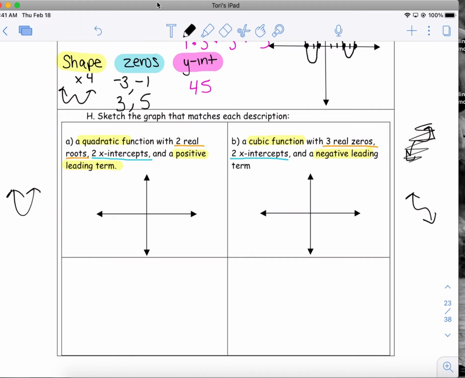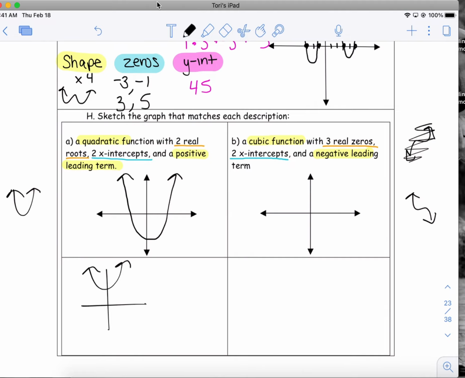Okay? And then from there, we're going to use the real roots and x-intercepts to determine how the hitting of the x-axis takes place. So if it's quadratic, it says it has 2 real roots. That means 2 whole numbers. But it also has 2 x-intercepts. So both of those have to be a cross. So cross one time, cross again. That's a graph.